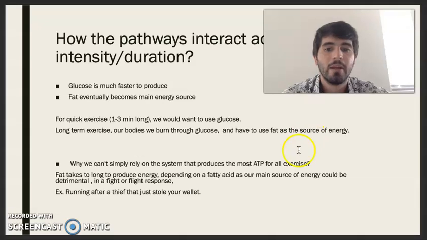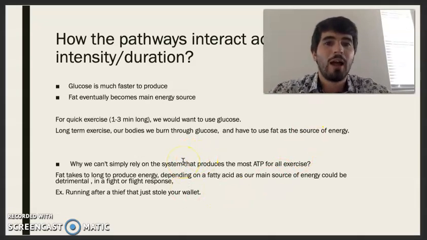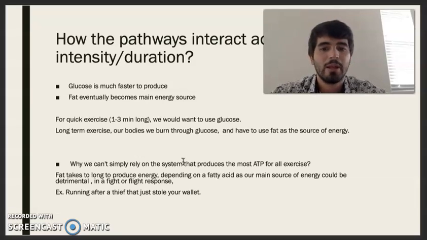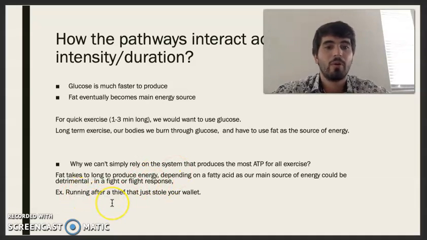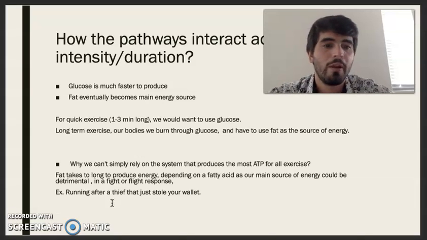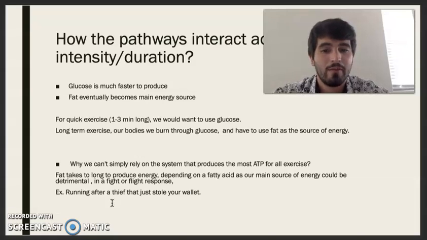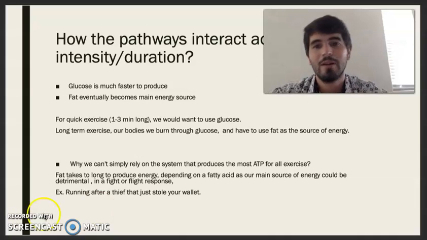This goes into the question: why can't we rely on the system that produces the most ATP? That's simply because fat takes way longer to produce, and glucose is way quicker. For example, I gave the example here of running after a thief that just stole my wallet. If I were to rely on my fat storage, it would take way too long to get that quick burst in a fight or flight response. Whereas glucose is very quick, and I'd be able to maybe catch the thief or not. I don't know.